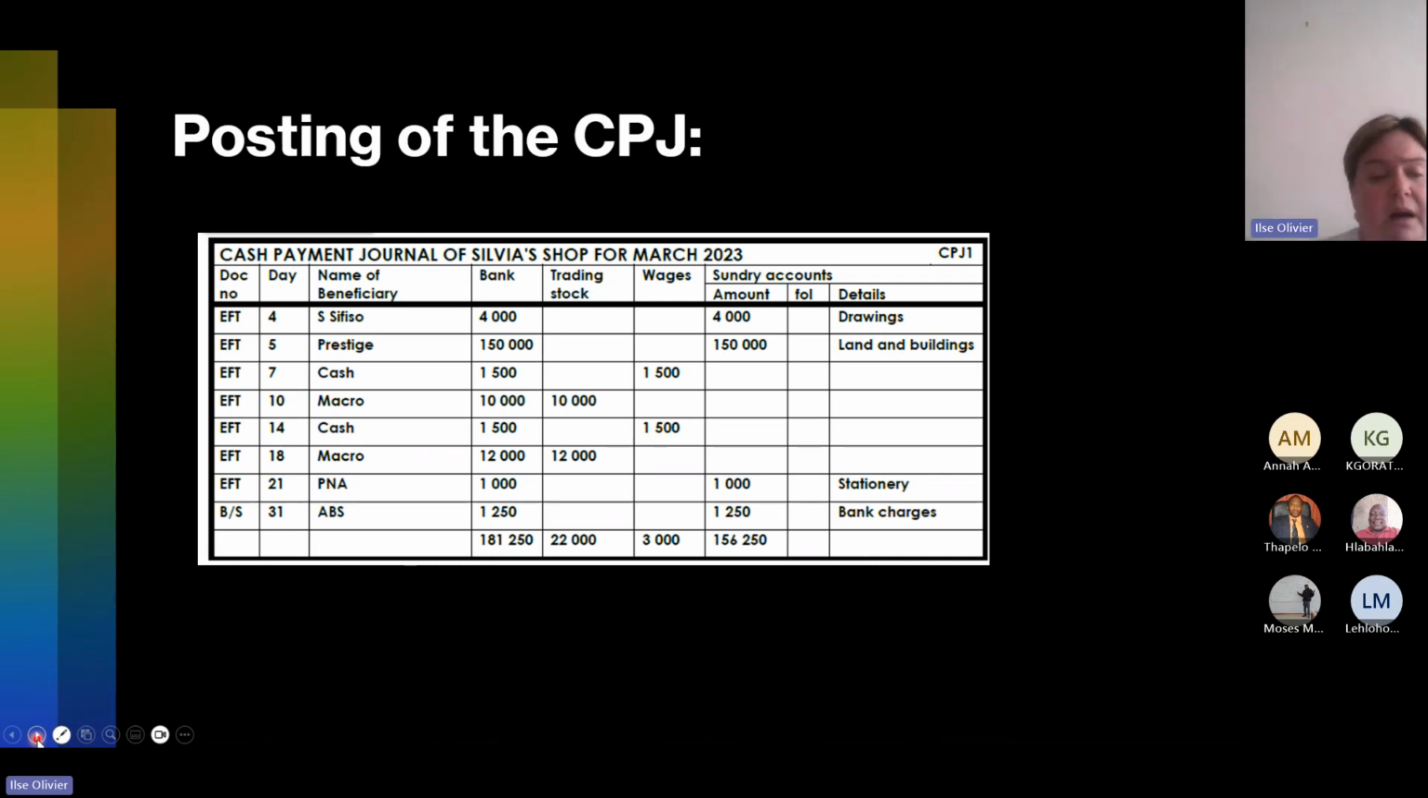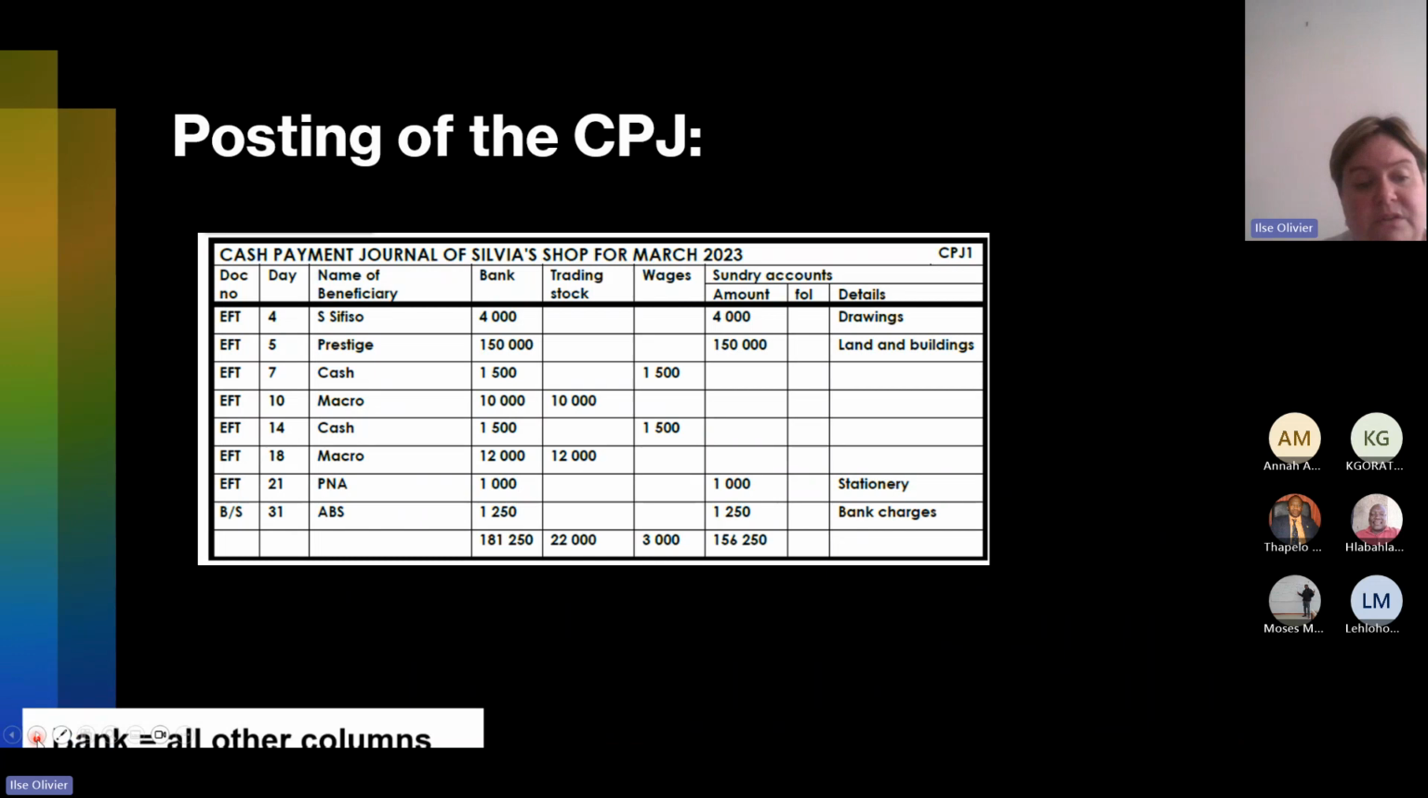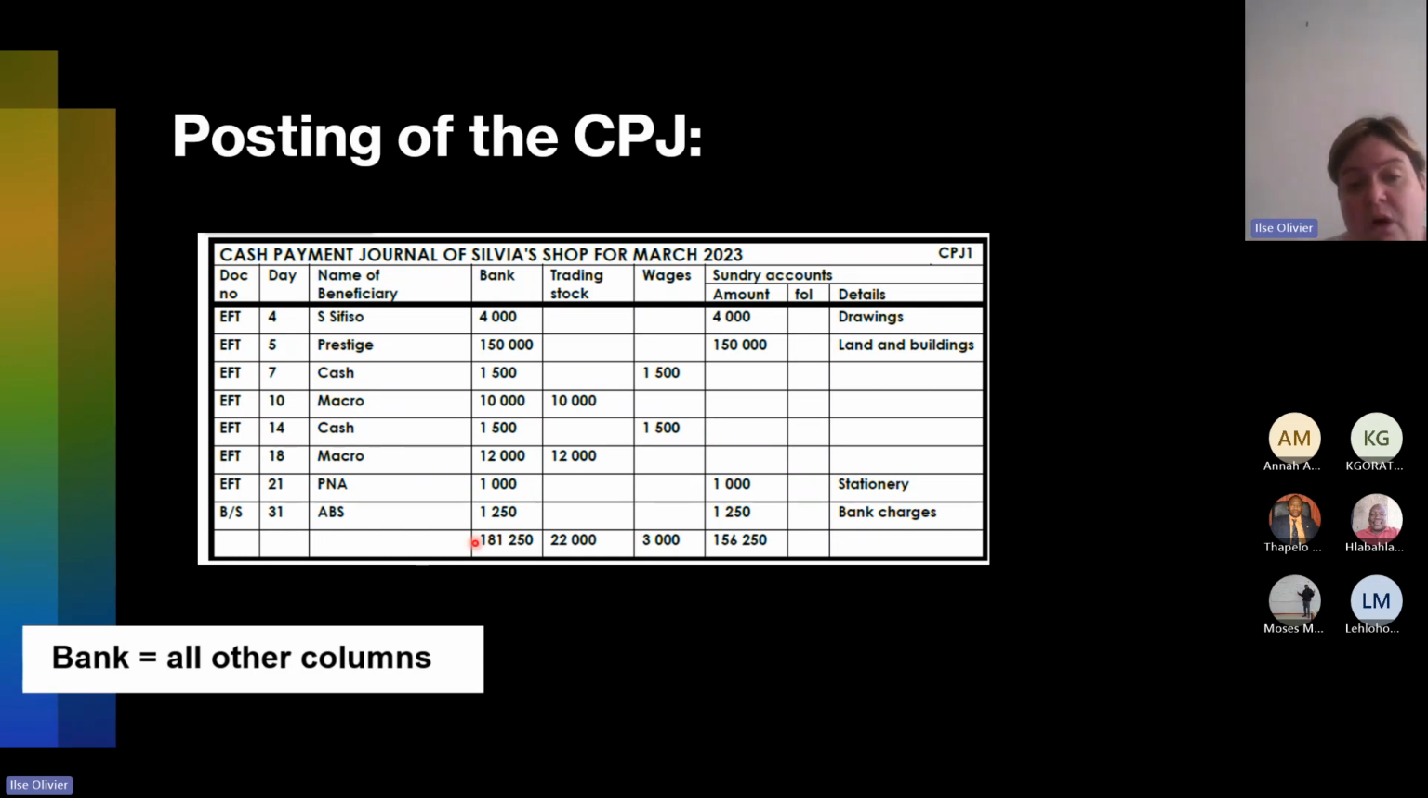So this is a very small CPJ that we can look at. The first thing that you must remember is that bank equals all the other columns. So if we say 22,000 plus the 3,000 plus the 156,250, it will again give us the 181,250. The next thing that is important is that we must remember the dates, especially when we post the sundry accounts. Remember that the sundry accounts are going to be posted to the general ledger separately because they are transactions that do not happen so often. And the next thing that we must remember is the folio number. That is also going to be important when we post to the ledger.